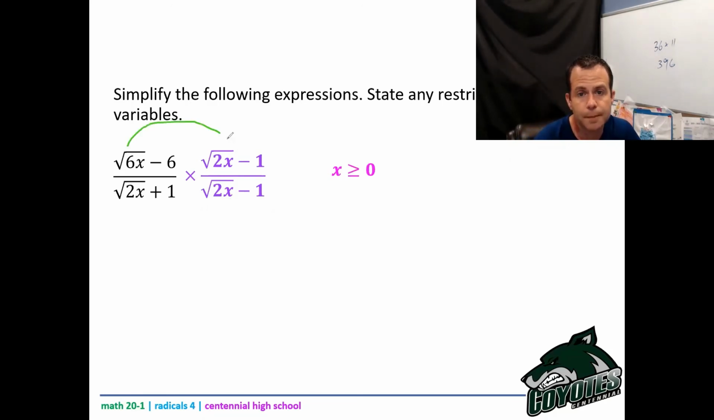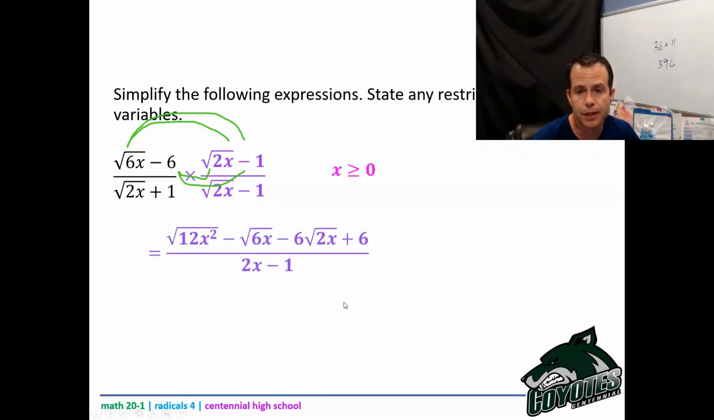On the top, this is essentially two binomials that have to get multiplied by each other. So I'm going to FOIL it, or write it out as double distribution, however you like to do that. It's going to look like this. Root 6x times root 2x will be root 12x squared. Root 6x times -1 will be negative root 6x. Negative 6 times root 2x will be negative 6 root 2x. And then negative 6 times -1 will give me positive 6.